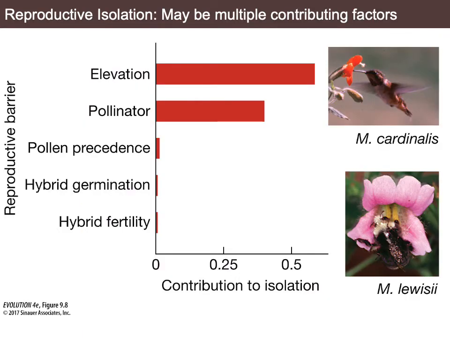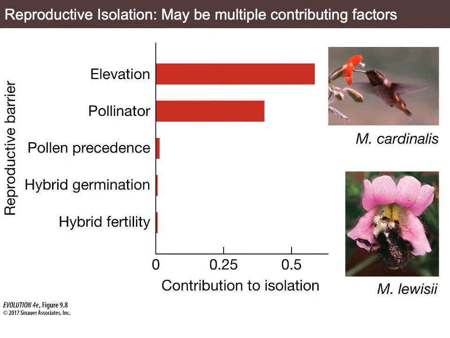Now, I don't want to give you the impression that for every pair of species that you might compare, there's only one factor contributing to keeping them reproductively isolated from one another. In many instances, it's a suite of characteristics, traits, and situations that prevent them from reproducing with one another.